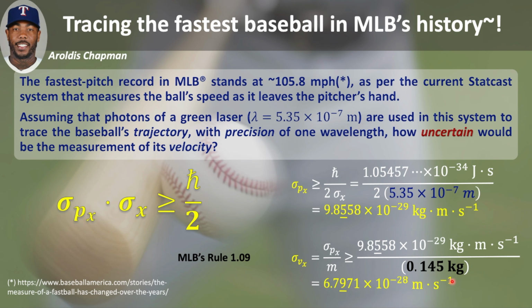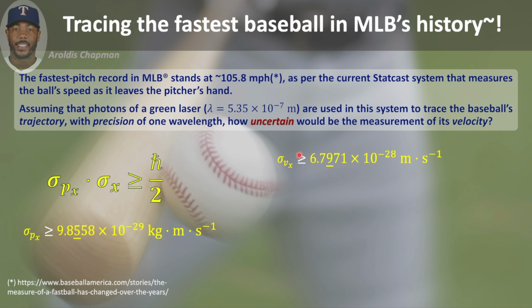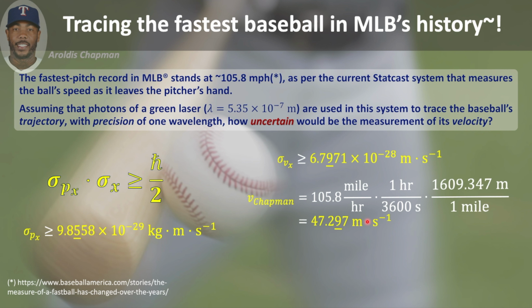Okay, so then what we're left with is to compare this spread in the velocity with respect to the velocity itself of Mr. Chapman's pitch, which is 105.8 miles per hour. Then we go from miles per hour to meters per second, and we're using these to calculate the velocity of the record-holding fastest baseball pitch. Compare these two. Roughly around 10 to the minus 28 meters per second versus a whole 47.3 meters per second. You can clearly tell that the velocity at which this baseball traveled during that pitch is way larger than the possible spread in the velocity. Actually, about 29 orders of magnitude.